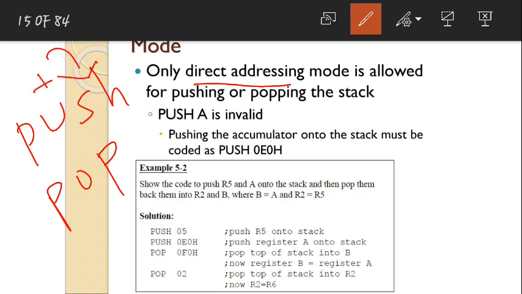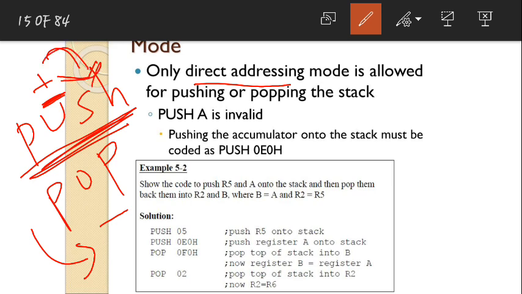Pop means it will first retrieve the value, then decrement by 1. Okay, these are the operations. What is the operation of the push instruction? It will increment the address where it is pointing initially. That address will be incremented, and when it is incremented it will move on to the next address. In that address the value will be stored. So you are storing the value in that.